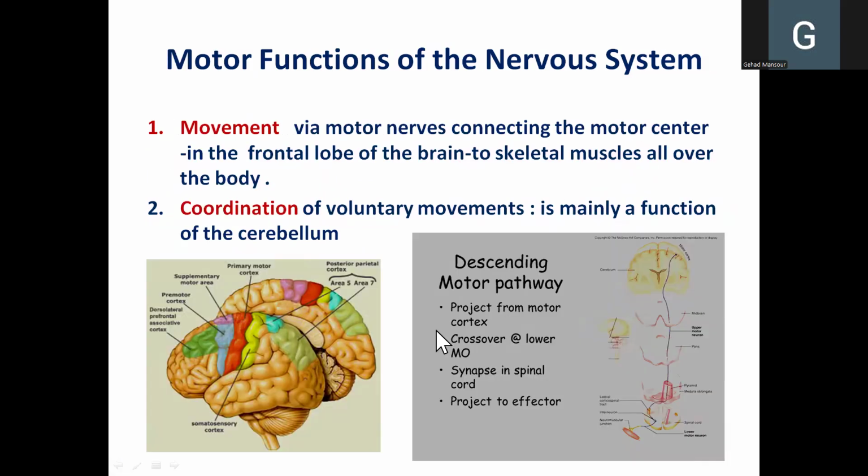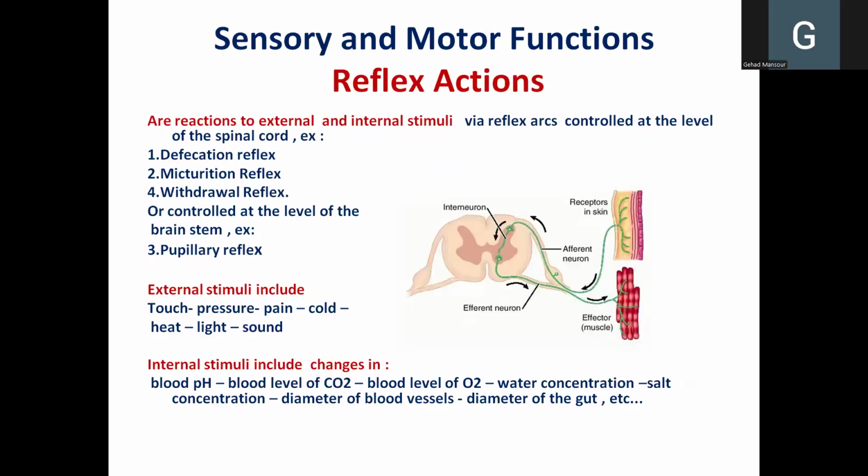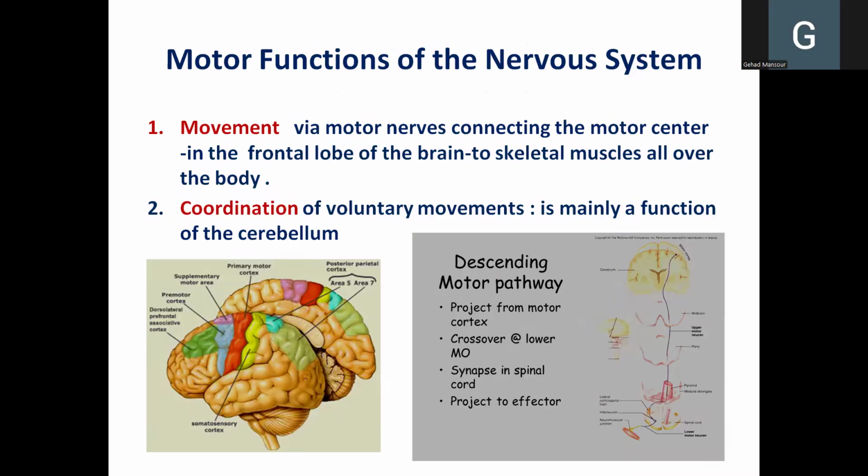And now we move on to the next slide, and we have finished talking about the sensory functions of the nervous system, or at least the part that is included in your curriculum. And now we move on to the motor functions of the nervous system. Of course, we have talked a lot before about the motor functions, but in this slide, we are trying to tell you that the motor functions of the nervous system can be categorized into three categories.